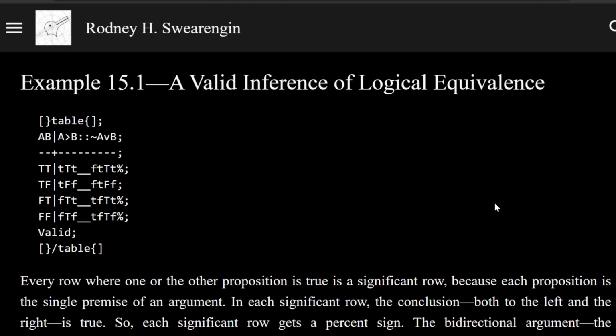Logic 0, example 15.1, a valid inference of logical equivalence. We will have problems that present us with something like this, where there are two colons in the symbolic configuration. And when we have two colons, it indicates the claim that the left-hand statement is logically equivalent to the right-hand statement.